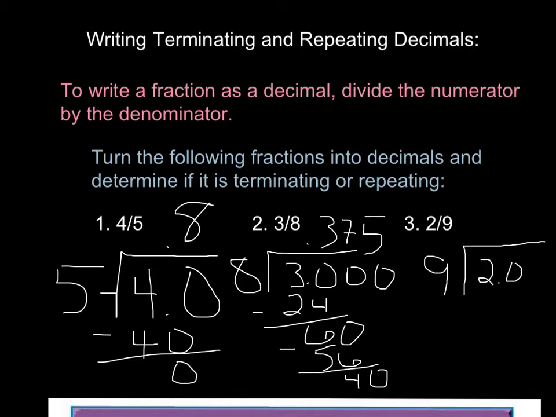Now we need to see how many times 9 goes into 2. 9 obviously doesn't go into 2, so we add our decimal. 9 goes into 20 2 times. 9 times 2 is 18. Subtract 18 from 20 and we get 2. Add another 0, bring it down. 9 goes into 20 2 times. Again, you can see already that a pattern is starting. 2/9 as a decimal is 0.2 repeating.